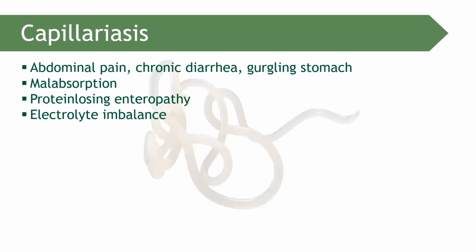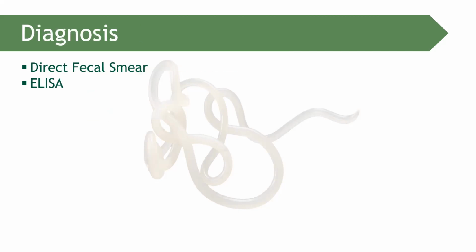So for the infection, we have here your Capillaria, which is characterized with abdominal pain, chronic diarrhea, and gurgling stomach. Malabsorption is also possible, no? Protein-losing enteropathy and electrolyte imbalance. Diagnosis is direct fecal smear or using ELISA test.